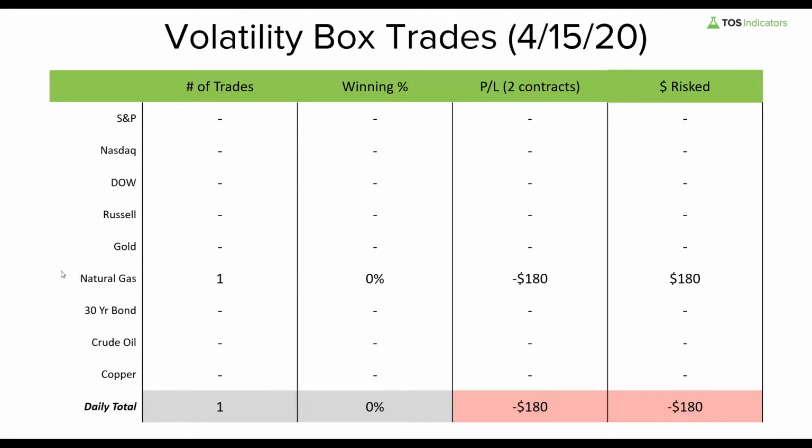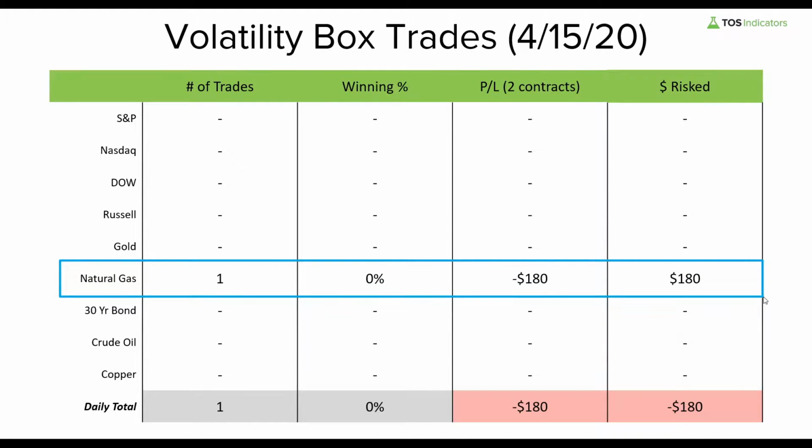So in terms of actual volatility box trades, there was one that set up in the natural gas futures, and this did not work out. It was off of the doomsday aggressive models, and price just ended up going straight through our clouds in the subsequent hour, stopping us out of that trade. And so that was a loser of minus 180 bucks.